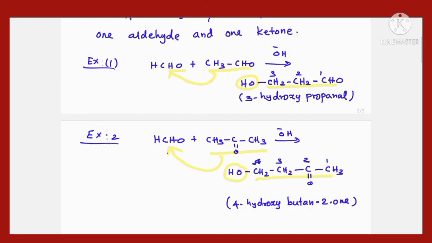Okay, right. So this is about the aldol condensation mechanism as well as crossed aldol condensation. Okay, right. Thank you.